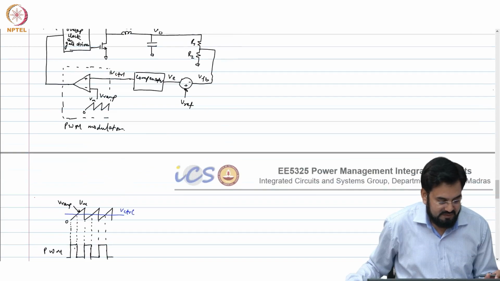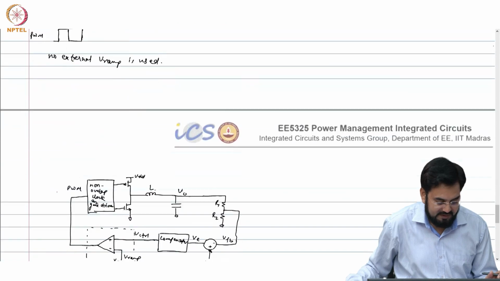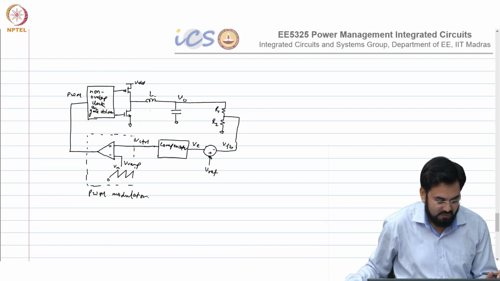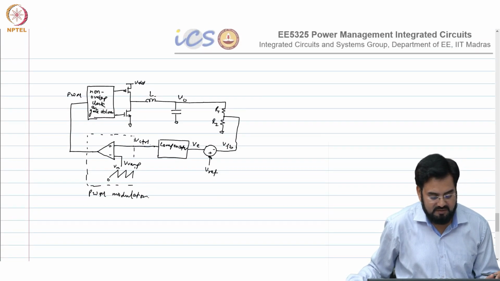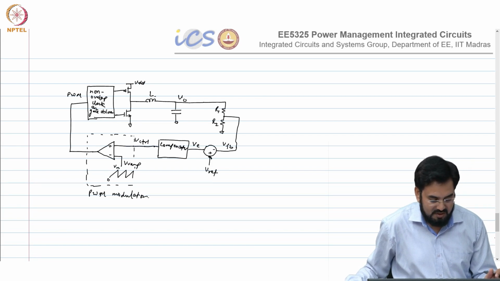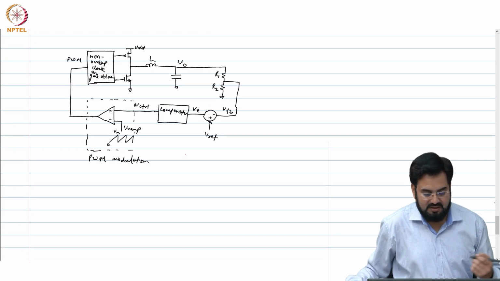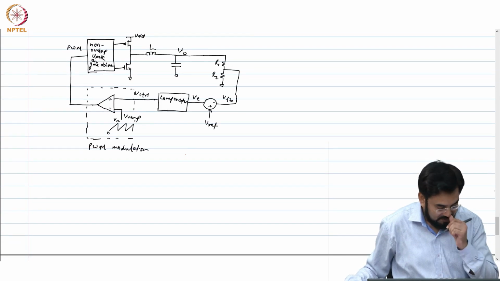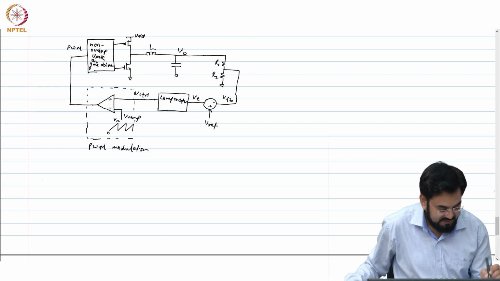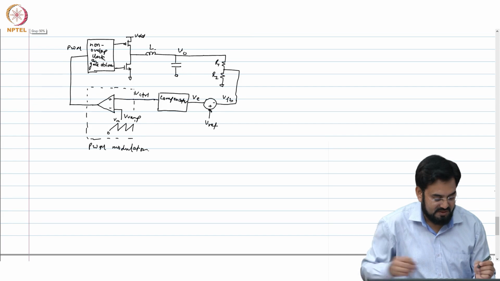Okay, so we looked at closed loop. What are the different control techniques? And this was your voltage mode control, where your duty cycle is controlled by the V control generated by your compensator. We will look into more detail about the control loop later. Let's first look into the different types of losses in your switching converter.